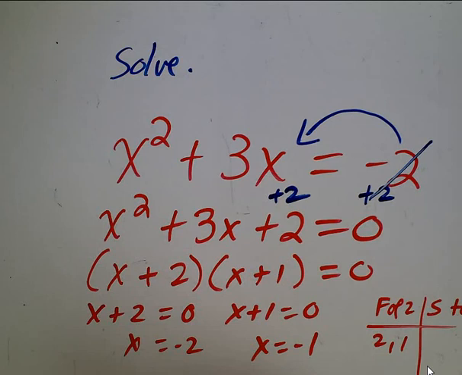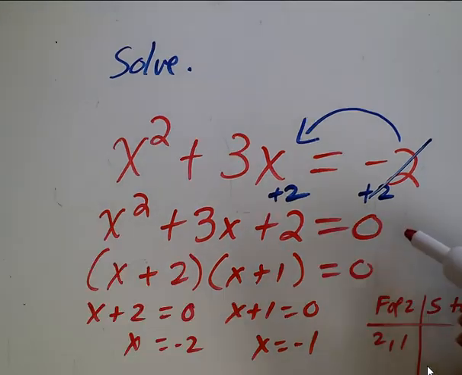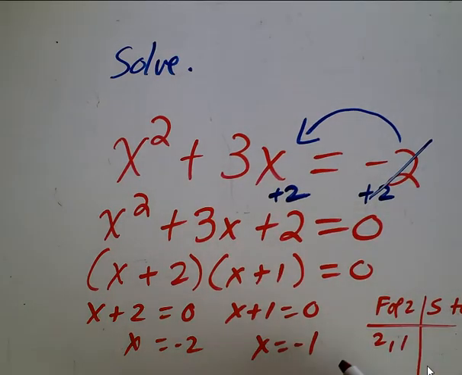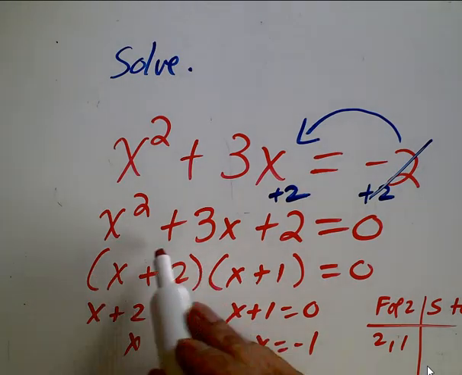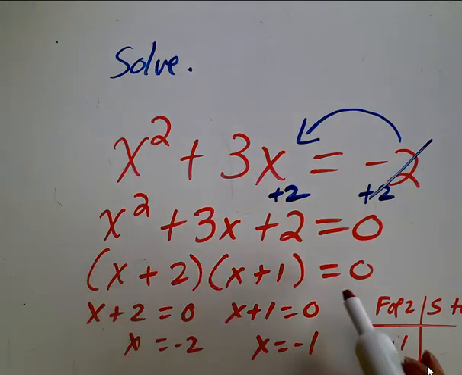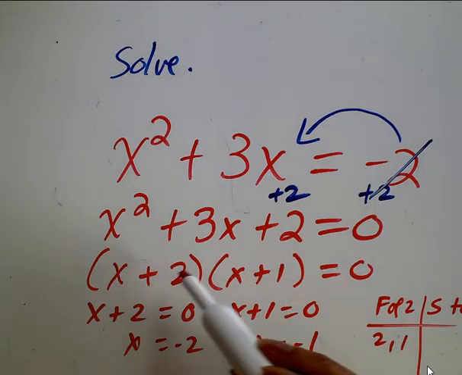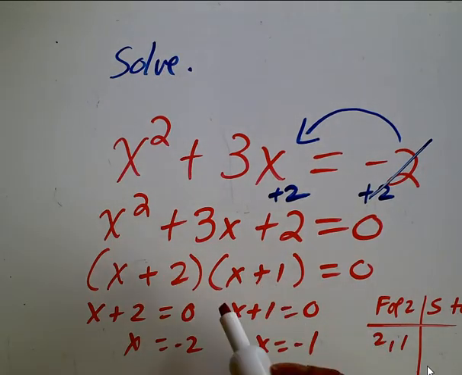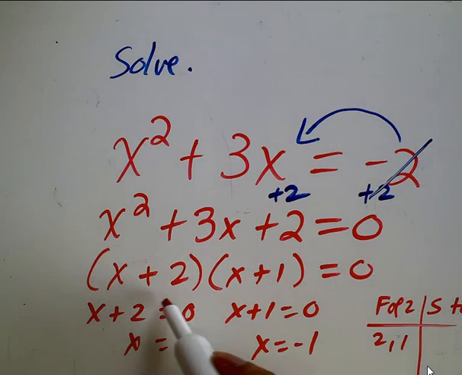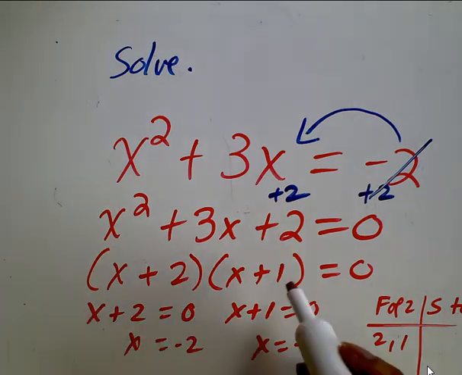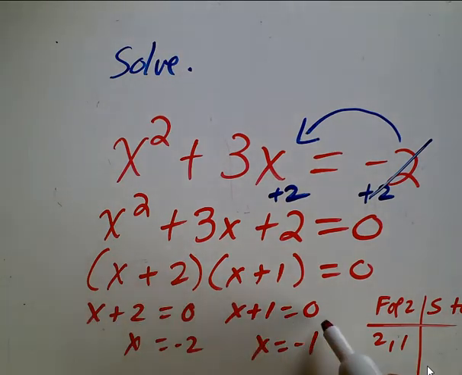So I cannot solve by factoring without doing this first step. The equation must be set equal to 0 to start with. Because the only way to solve this way is to use the zero product property. That's when we have two factors that are multiplying together that give us 0, or two numbers, because these just represent numbers. The only way this statement can be true is if one of the numbers, either the x plus 2 or the x plus 1, has to equal 0. And that allows us to do this next step.